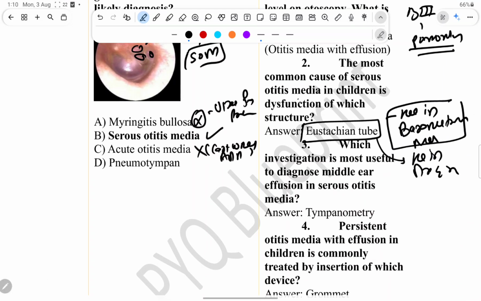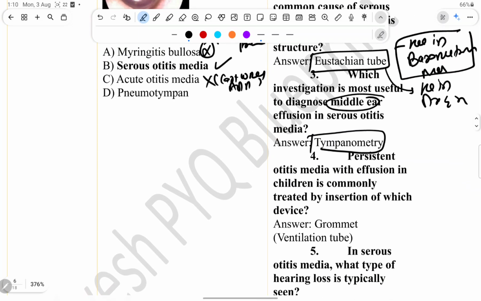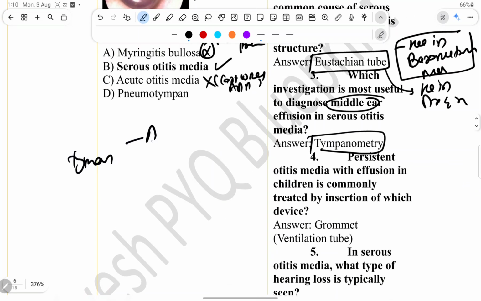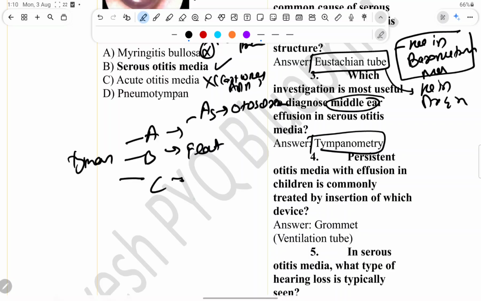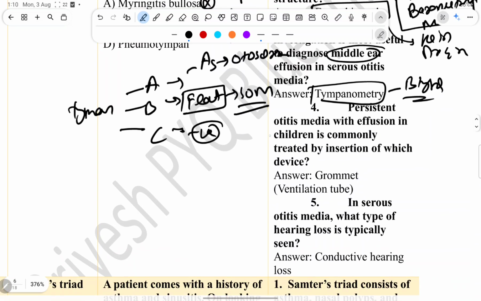Which investigation is most useful to diagnose middle ear effusion in serous otitis media? Tympanometry is done. Tympanometry can yield results like type A, B, C. A can be seen in otosclerosis. B is the flat type, C is negative pressure. The flat type is seen in serous otitis media, so if a B type tympanogram is visible, think of persistent otitis media. AD can also present, D for disruption of ossicles.